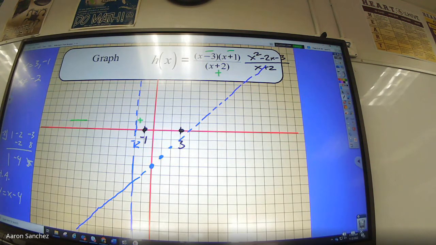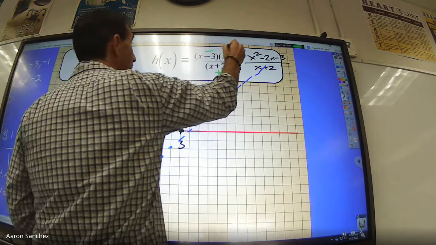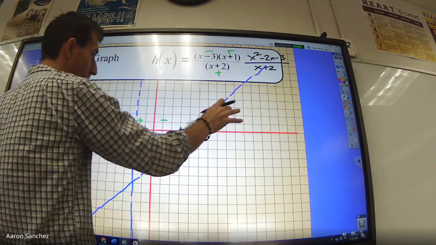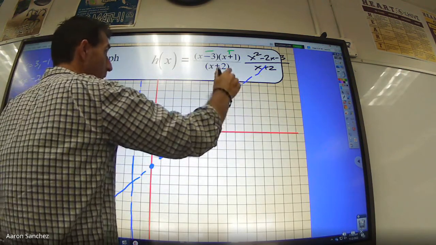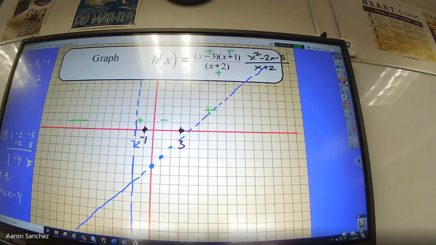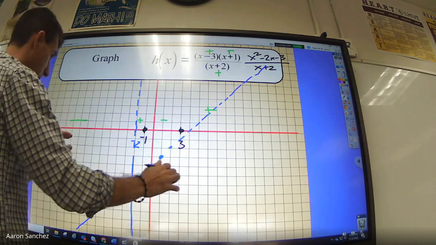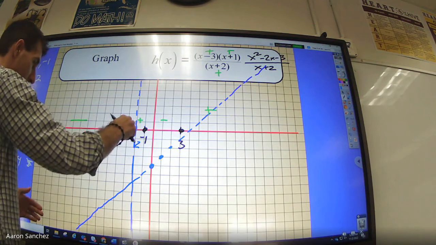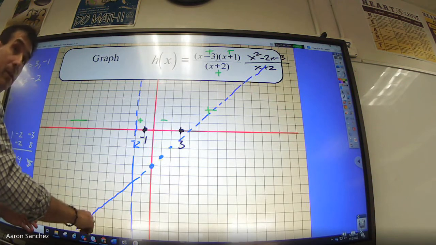Let's do zero: negative, positive, negative. I got a negative. And from three on, I got a million, and all of this is going to be positive. What's that going to look like? Well, remember, for negative, it's either going to be dot or dot. And from here it's negative, so it's not going to be this, but it'll be here. You guys see that?